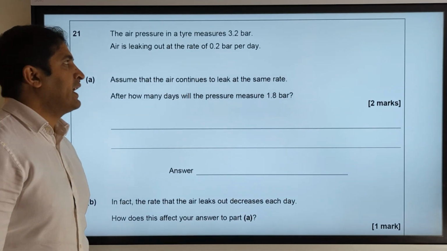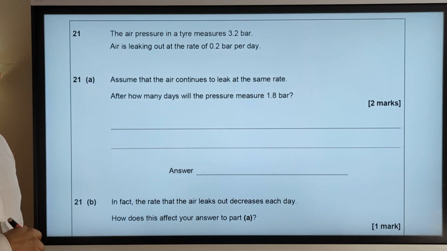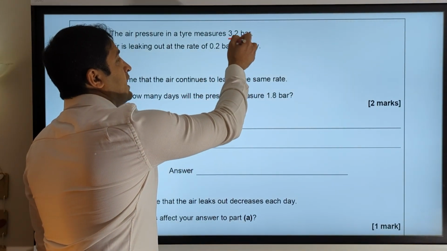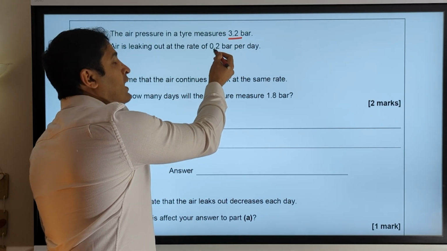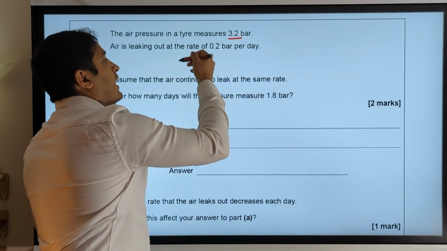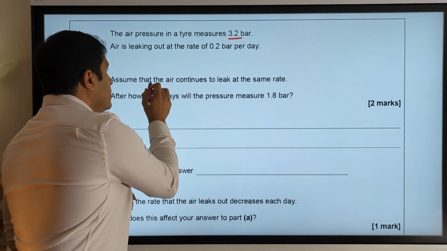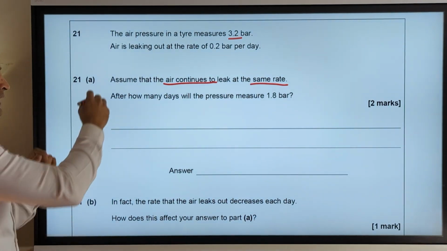Air pressure in the tire is 3.2 bar and air is leaking at 0.2 bar per day. So on the first day, day 0, we have 3.2 bar. One day after, we'll have 3.0 bar and then 2.8 bar and so on. Assume that air continues to leak at the same rate. We're assuming that part here.